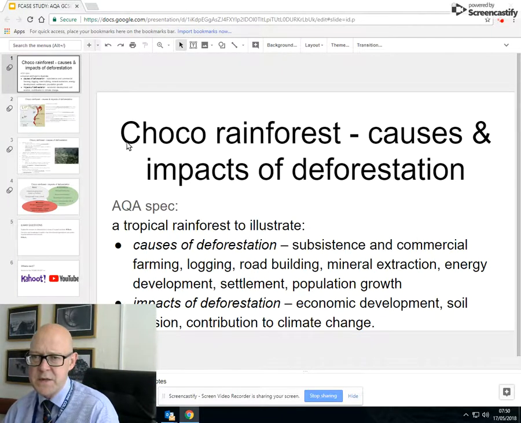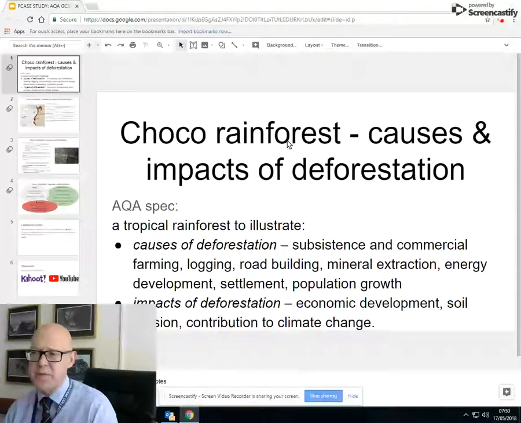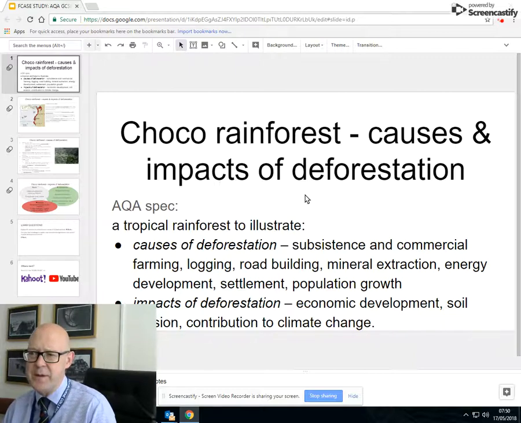Okay, so here's another GCSE case study, the Choco rainforest. This one is from the Living World. It's on the causes and impacts of deforestation. Make sure you can divide your notes between causes and impacts. What the AQA says is that the causes are very specific.